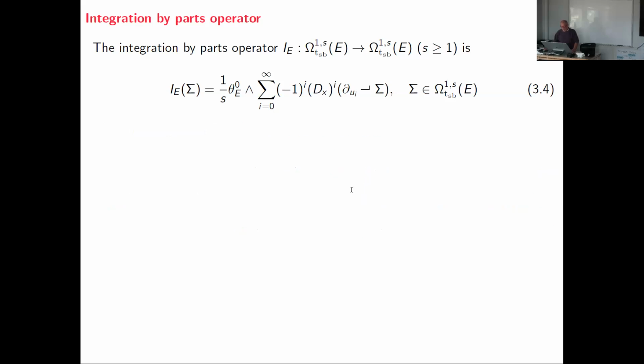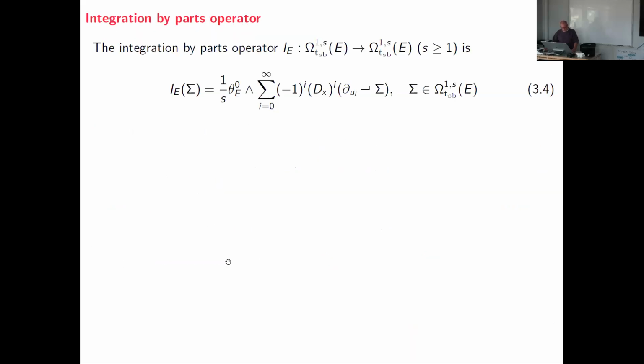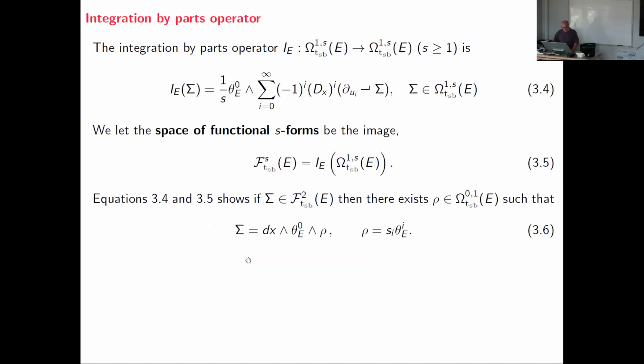Let me go back here. This thing right here is a 1-2 differential form. If I apply this integration by parts to that, what pops out is the 0th order contact form, and then another first order contact form, degree 1 contact form. And since it's degree 1, you can write it as a sum of these increasing order contact forms, higher du's.